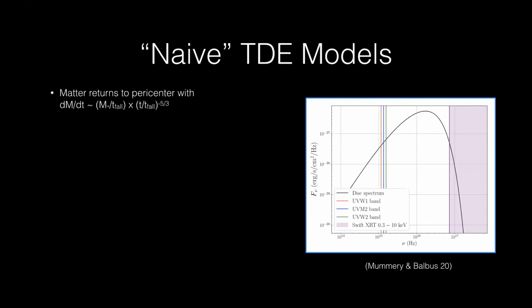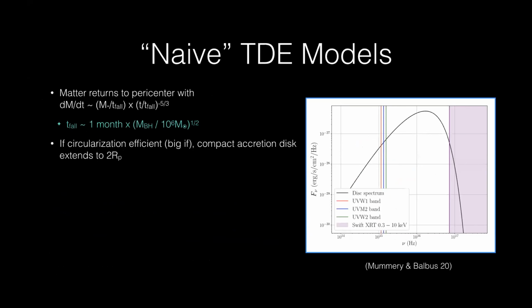Well, for a long time, theorists have constructed what I would call naive TDE models. And the basic idea is this. If you assume that the mass fallback rate, which at late times goes as this famous t to the minus 5/3 power law, and has a characteristic decay time of about a month, is efficiently translated into an accretion rate through a compact accretion disk, because the matter returning to pericenter efficiently circularizes into a disk.